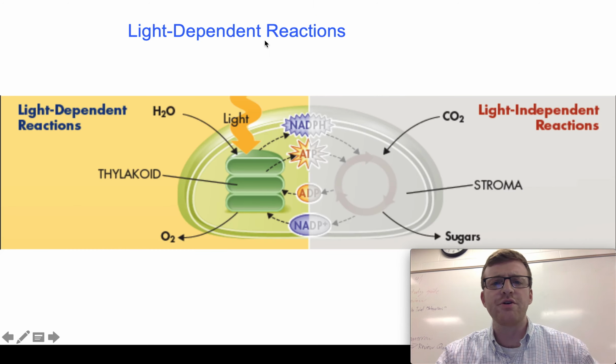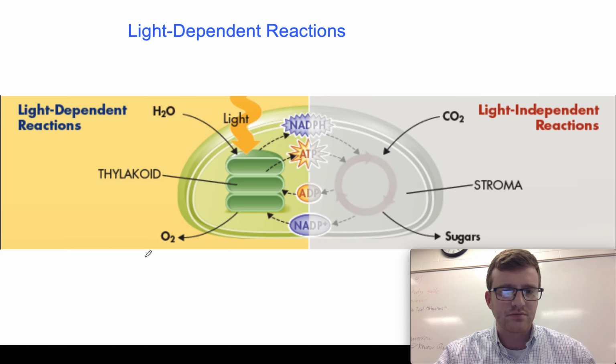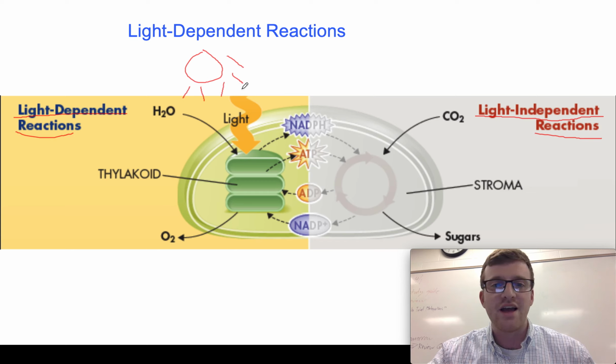Okay, so photosynthesis can be broken down into two different reactions. You have the light dependent reaction, and you have the light independent reaction. The light dependent reaction requires sunlight. So you have the sun shining down on Earth and all the plants, and you have these light waves that are eventually going to hit these things here called thylakoids.